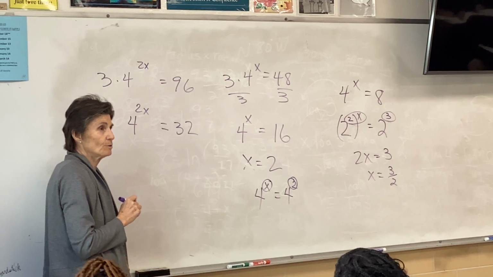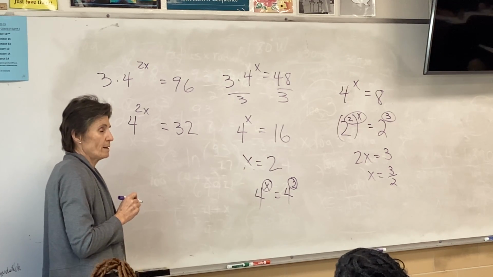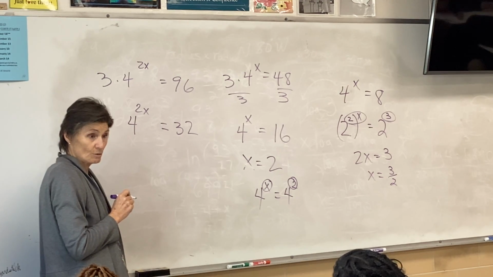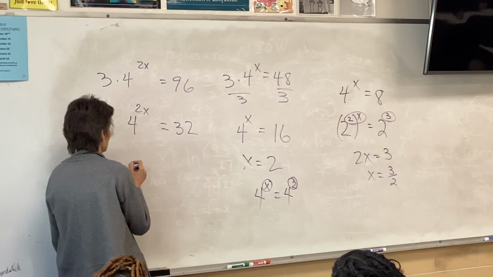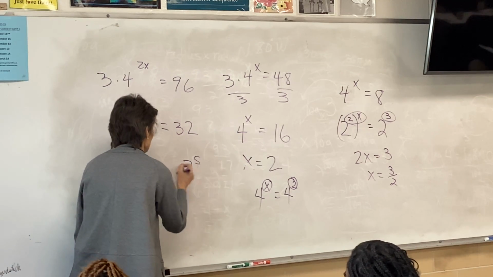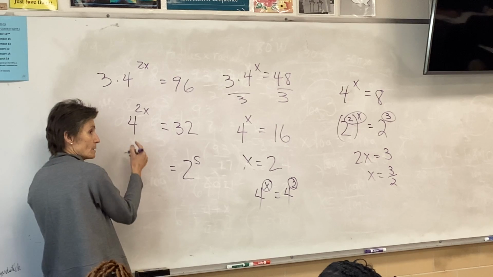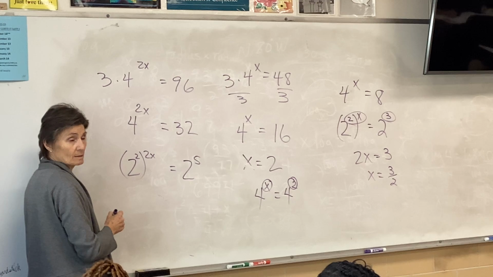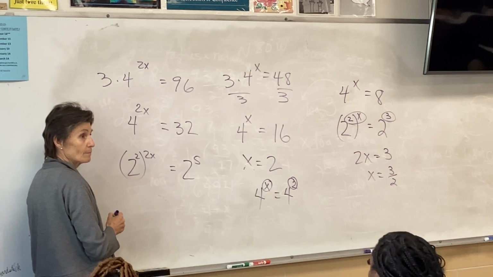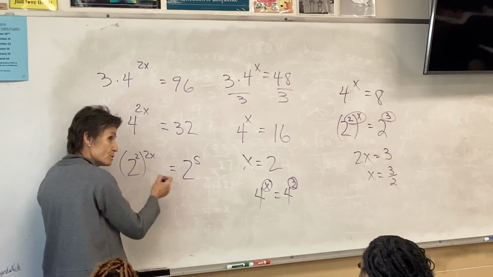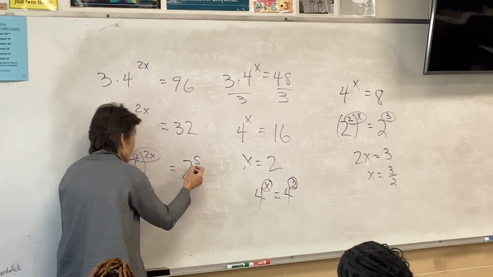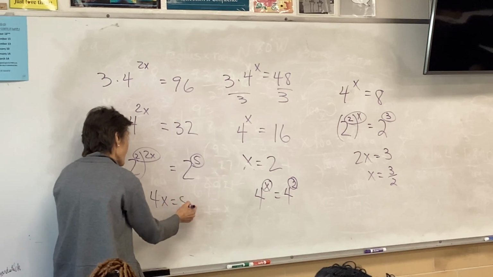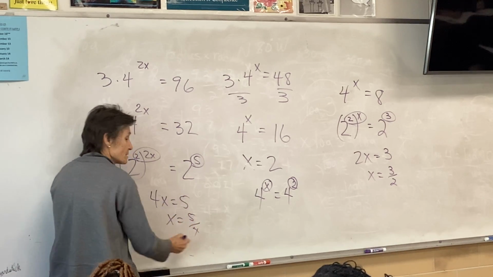Okay, I know 32 is kind of a special number. What is it? 2 to the 5th? 2 times 2 times 2, 5 times? So this side's 2 to the 5th. What's this side? 2 squared to the 2x. 4 is 2 squared. Now, they're both 2's. So our exponents are equal. So 4x equals 5 and x equals 5/4.